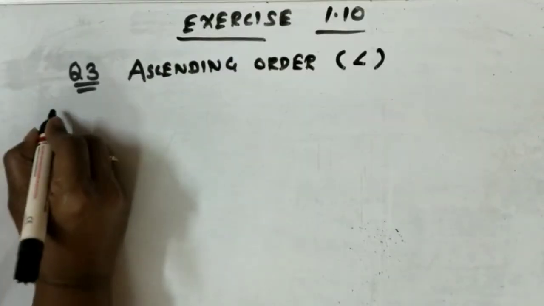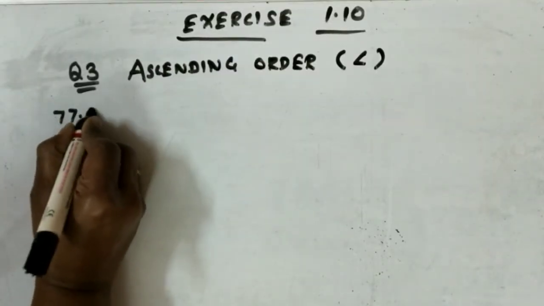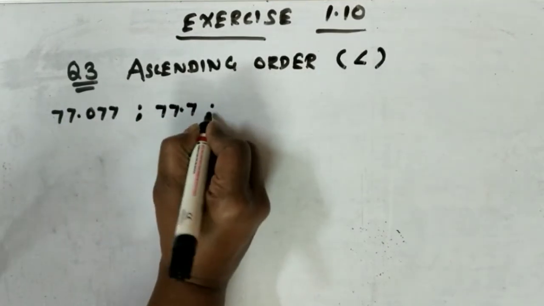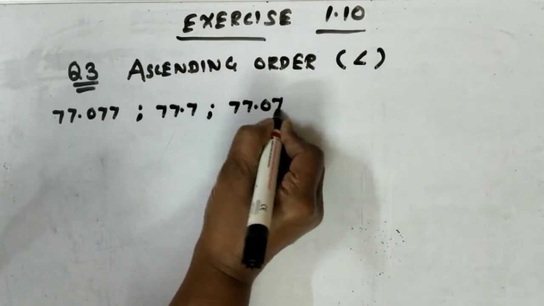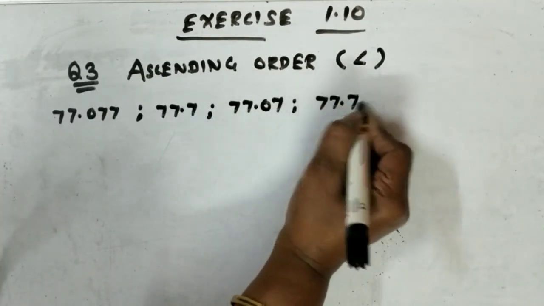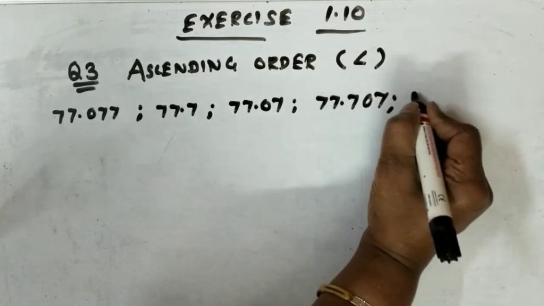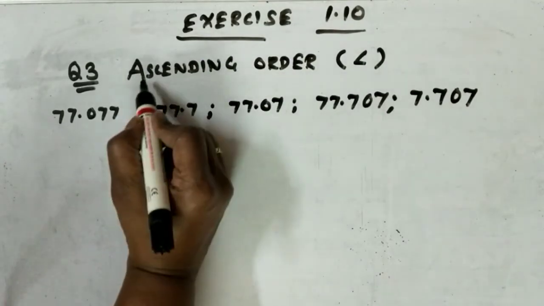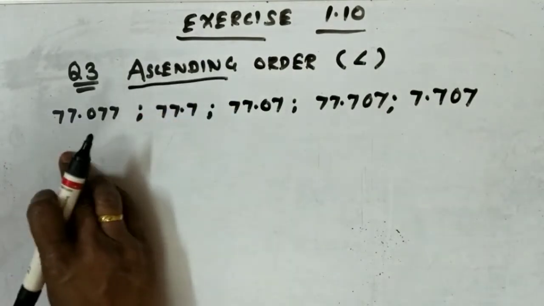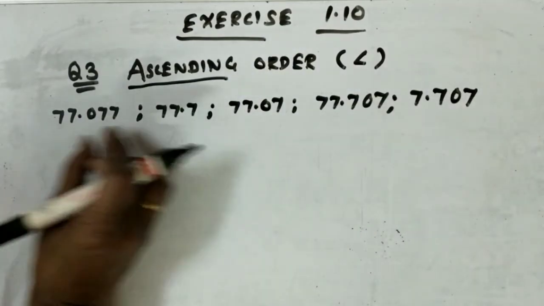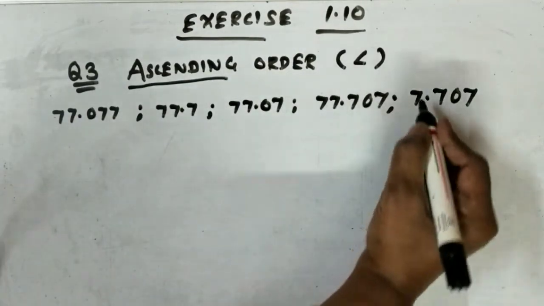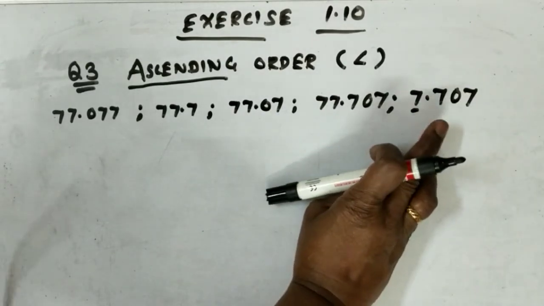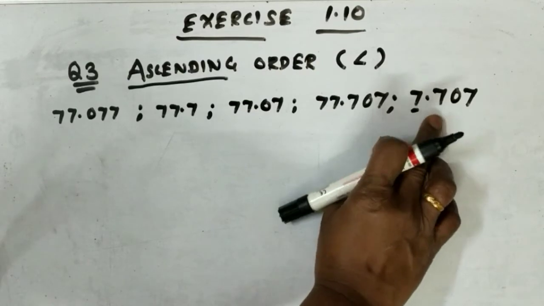Now listen, the question is that we have 77.077, another 77.7, then 77.07, then 77.707, then 7.707. Here first of all, for finding ascending order, we should know which number is the smallest amongst these. Here the others are 77 and so on, but only this one has 7 before the decimal point. So the smallest number is this, that's why you have to take this number first.